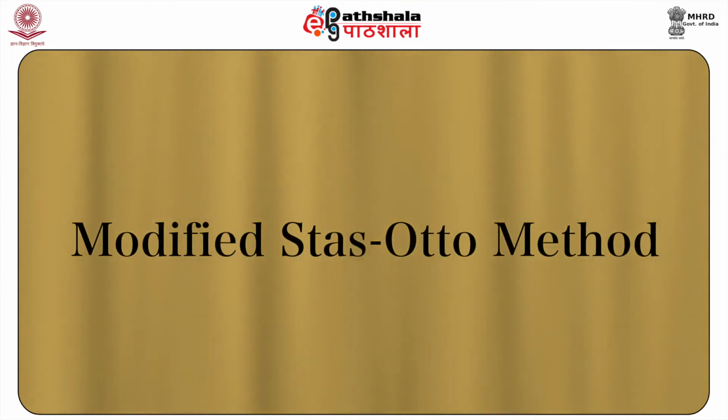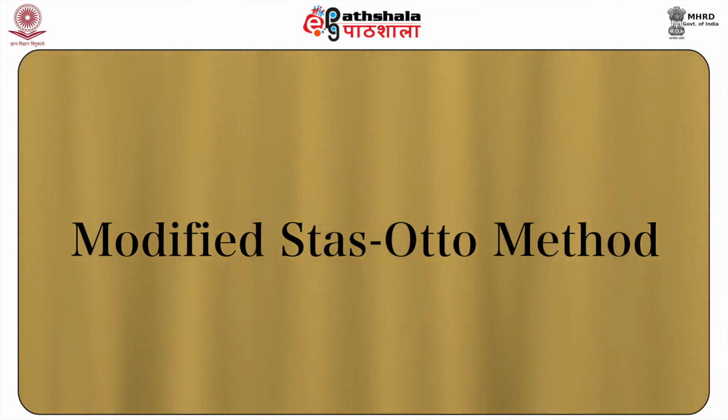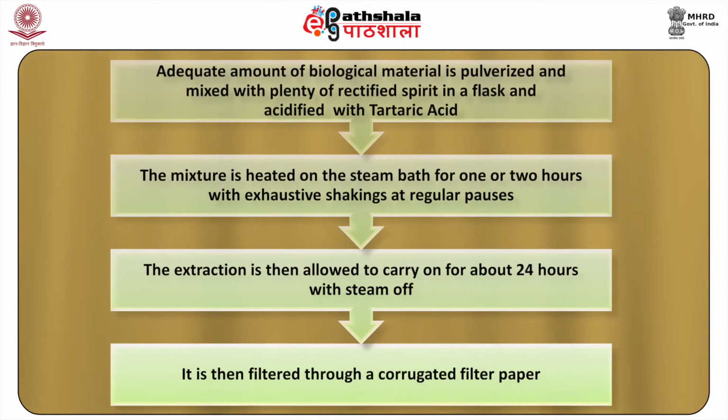Next technique is the modified Stas-Otto method. An adequate amount of biological material is pulverized in this technique and then mixed with plenty of rectified spirit in a flask and acidified with tartaric acid. The mixture is heated on a steam bath for about 1 to 2 hours with exhaustive shakings at regular pauses. The extraction is then continued for about 24 hours with the steam off.